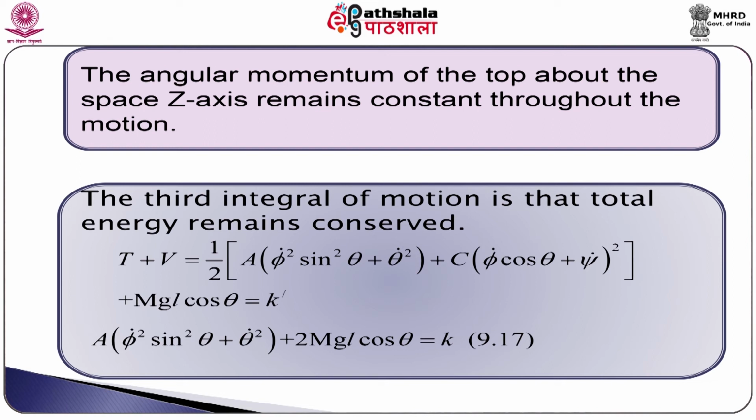Total energy is given by T plus V. T is the kinetic energy, V is the potential energy. We have already obtained the expression for T and V. Substituting the value, we get this one equal to constant K dash A. On simplification, we get the equation 9.17.